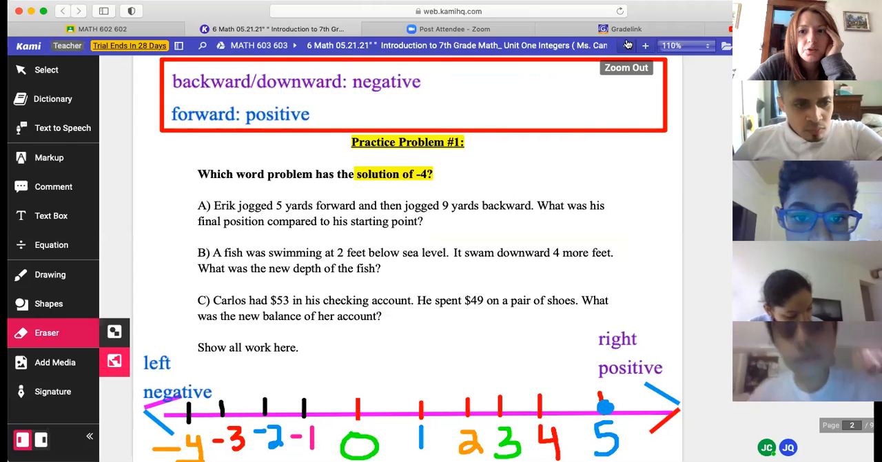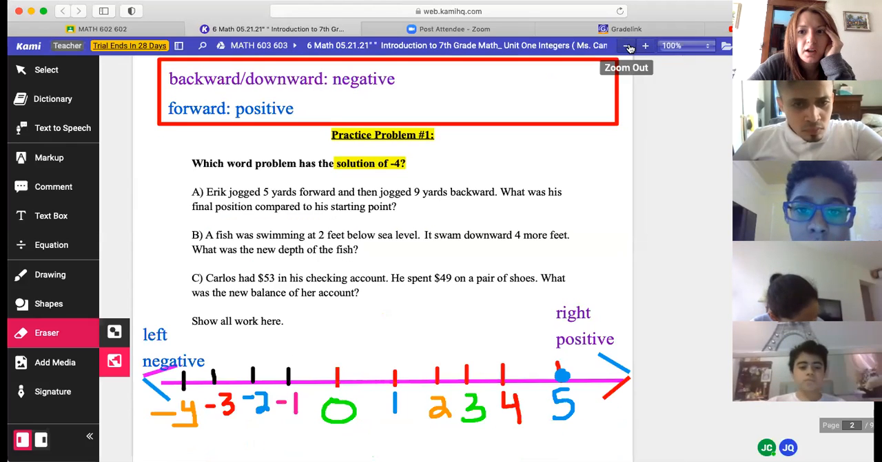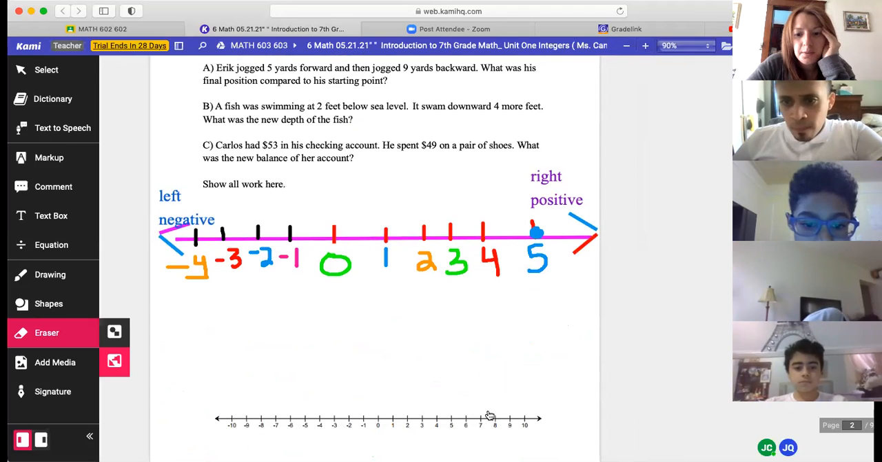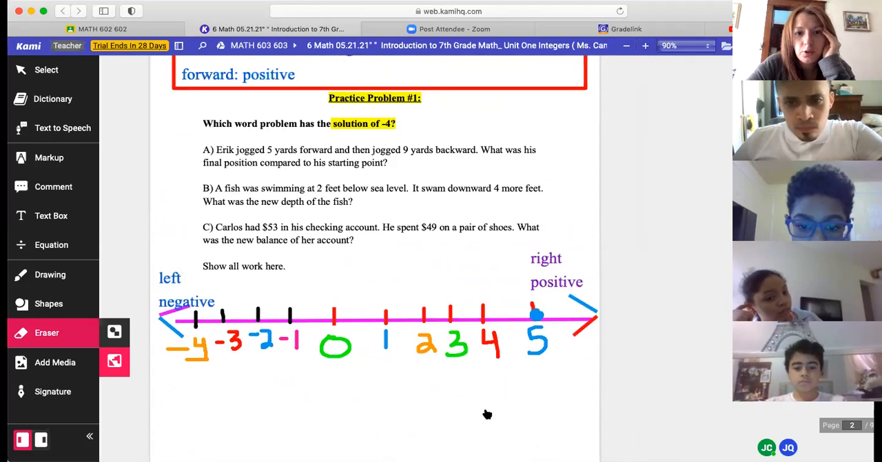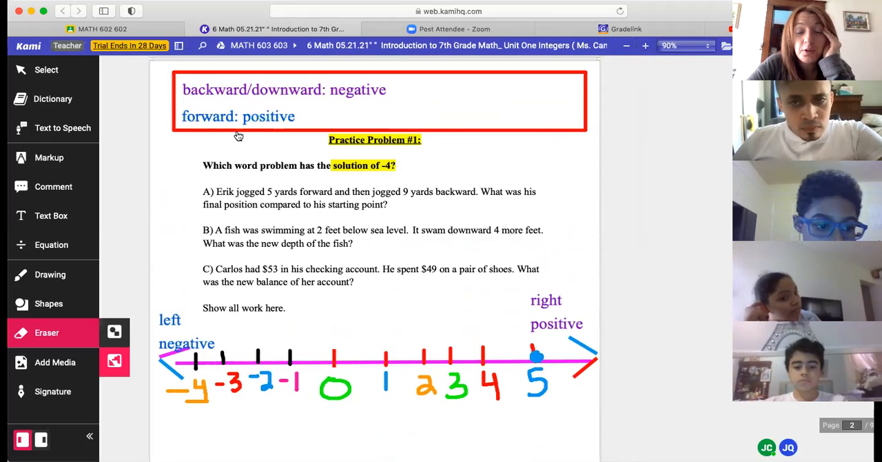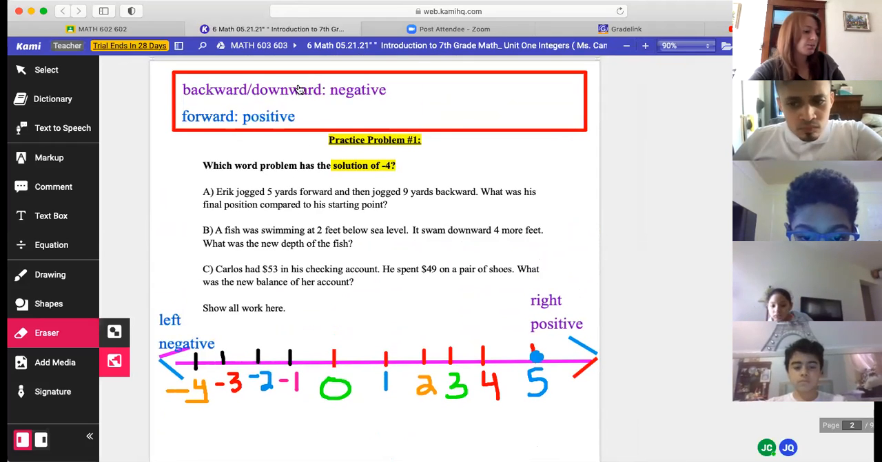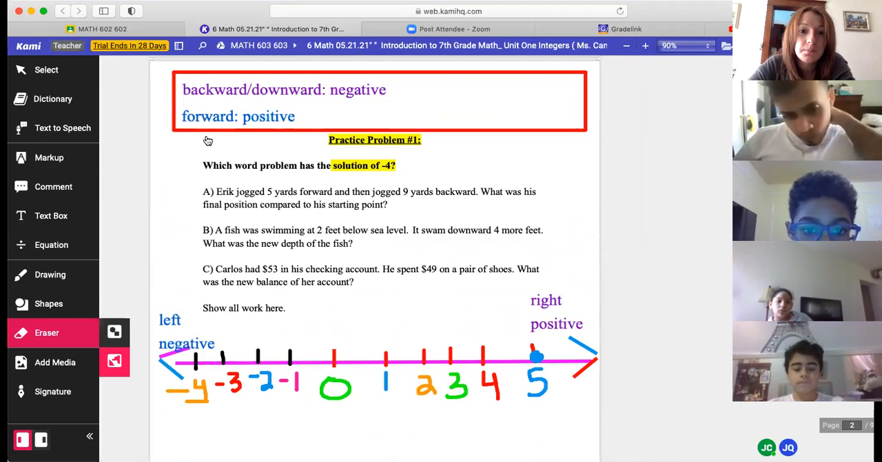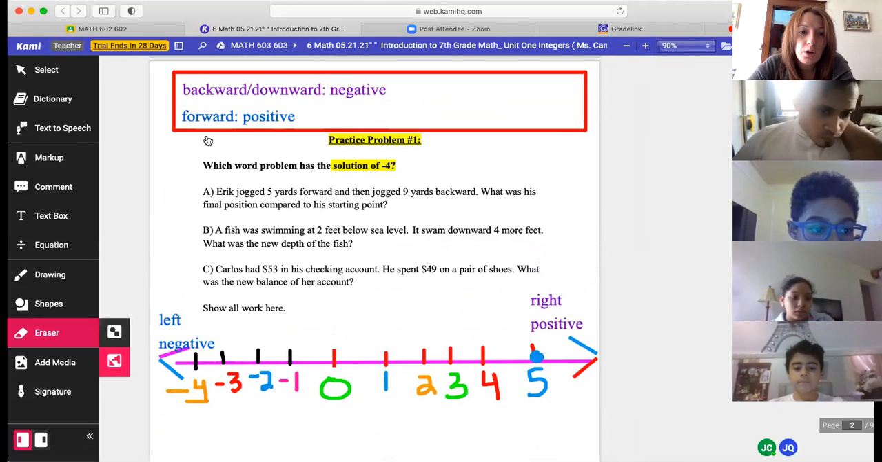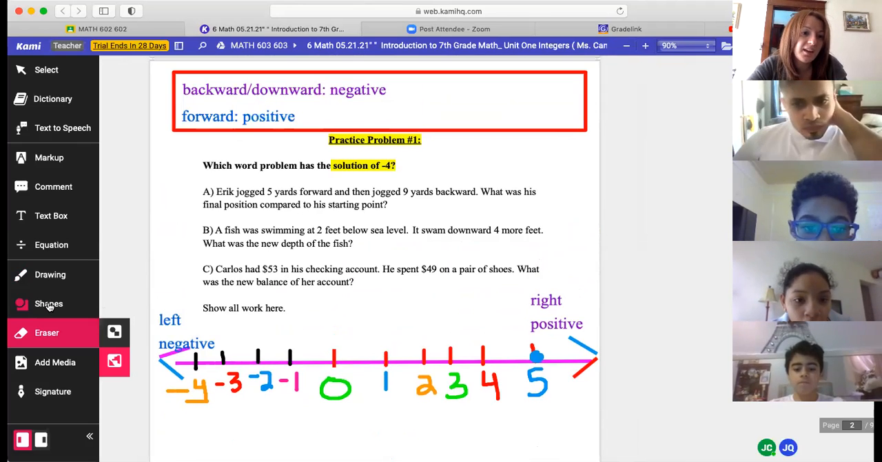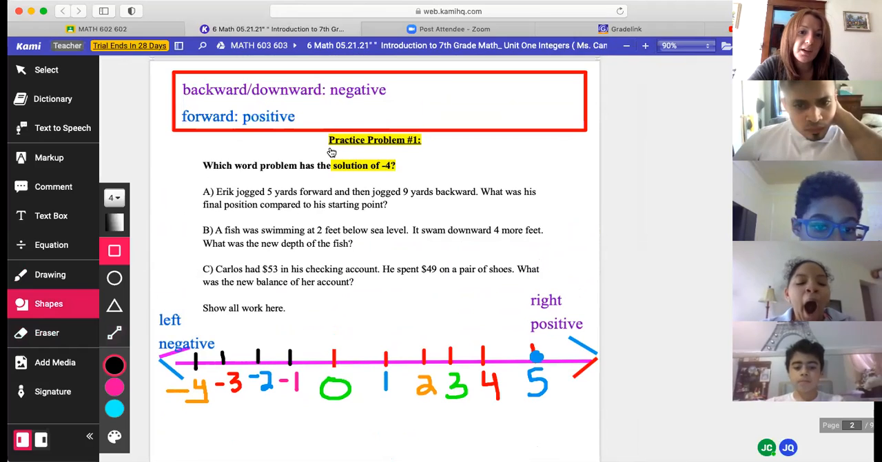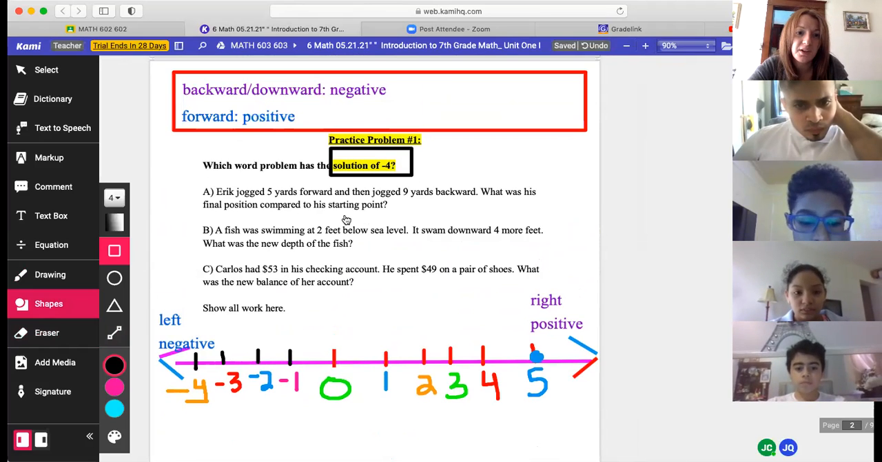All right, so let's look at how we do number 1. So I'm going to make myself real transparent like I did in the other classes today. Just want to show you that there's a number line at the bottom of your page. You do not have to draw my number line because there's one here. So you do have to know, though, the purple and blue words, that when you go backwards or downward, it's negative, and when you go forward, it's positive. That you got to know. So which word problem has a solution of -4? Well, it's very simple. We have to come up with number sentences for each choice, and then figure out which one is equal to -4.